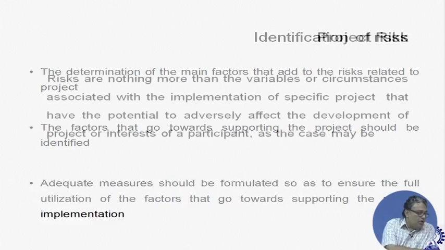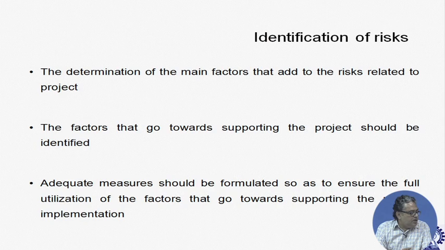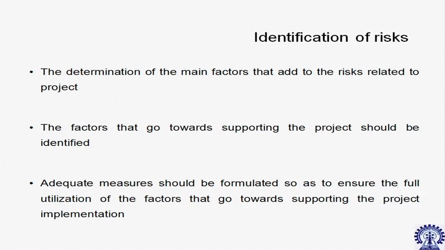Many times, you will find that to manage the risks, we also enter into an underwriting agreement. So the important thing, as I said, is that you need to allocate the risks to the different people in this joint venture. Herein the important issue is that you should identify that particular risk. The first is the determination of the main factors that add to the risks related to that particular project.